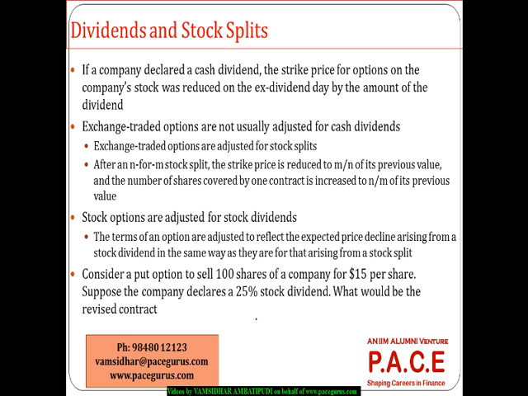Then, as a part of some more specifications associated with the options, we are even looking at the dividend and the stock split. Typically, whenever we are talking about a cash dividend, anytime a company declares a cash dividend, the strike price is reduced by the amount of dividend on that ex-dividend date. So if there is a $2 dividend per share, you will see that the strike price is going to be reduced by $2 on the ex-dividend date, whichever is the cutoff date for the payment of the dividend.